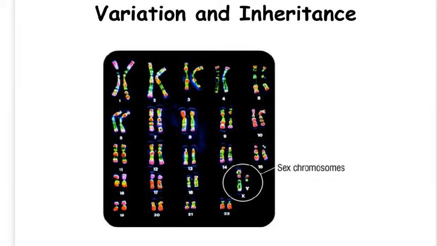If we look at the 23 pairs of chromosomes that humans have, we actually have 22 pairs of chromosomes, with the final pair known as the sex chromosomes. The sex chromosomes are what determine the gender of an individual. In mammals, females are XX and males are XY.